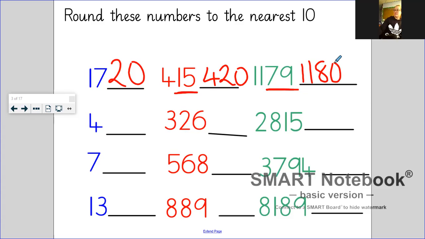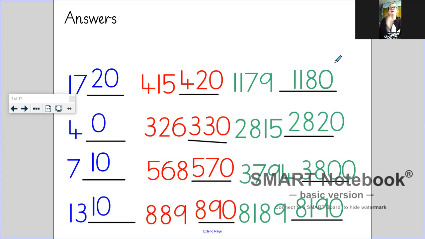Okay, that should have been enough time for you to complete them. Let's check out our answers. Here we go. So 17, we did the top ones by ourselves. So 4 would go down to 0. 7 went to 10. 13 went to 10. 326 went to 330. And you can keep going. You can mark those by yourself.